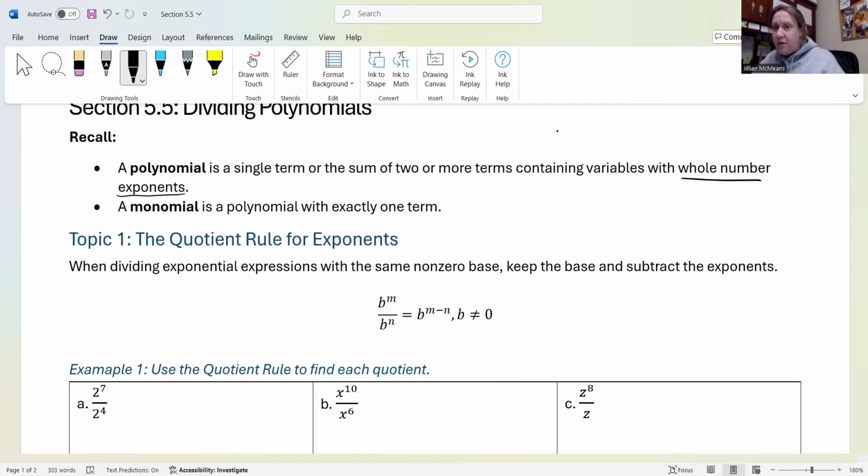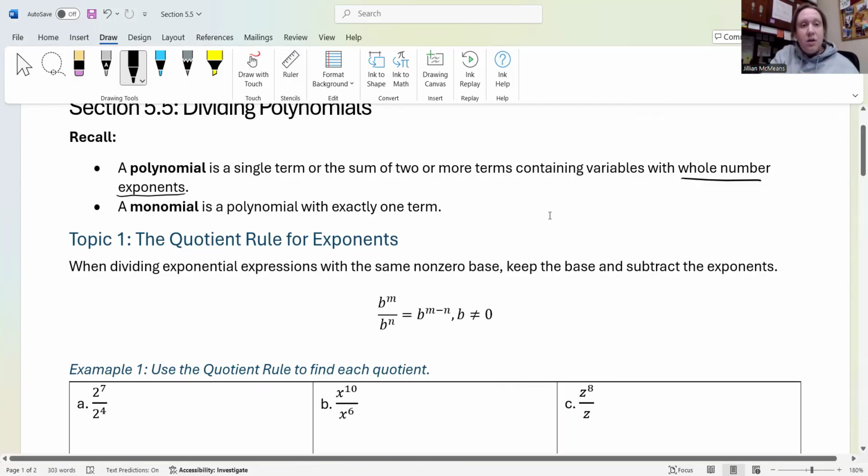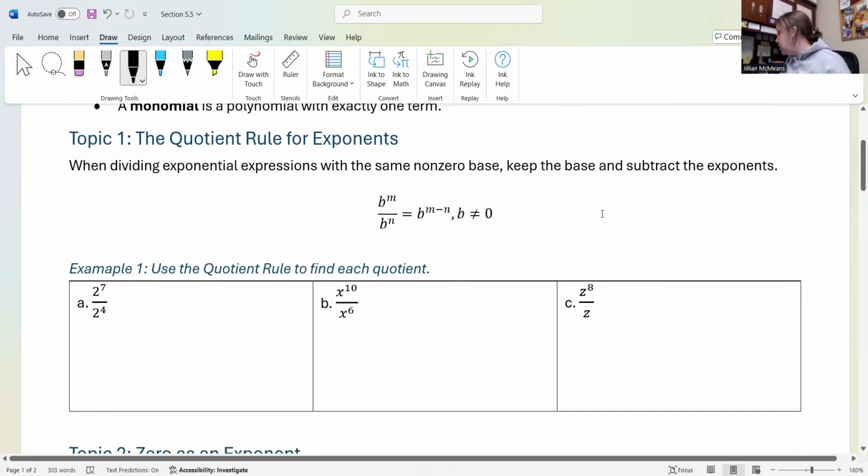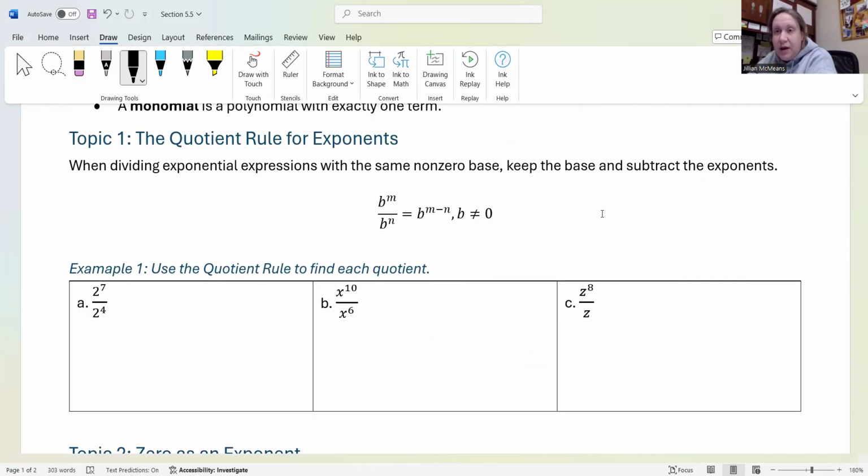So if you kind of think about this, I'll show you with the first example. It sort of makes sense because we know things cancel mathematically from top to bottom. So basically, if you're multiplying two expressions with the same base, things from the denominator will cancel things from the numerator, and it kind of reduces what you have, okay? So let's look at example 1. It says use the quotient rule to find each quotient, okay? So we have 2 to the 7th divided by 2 to the 4th.